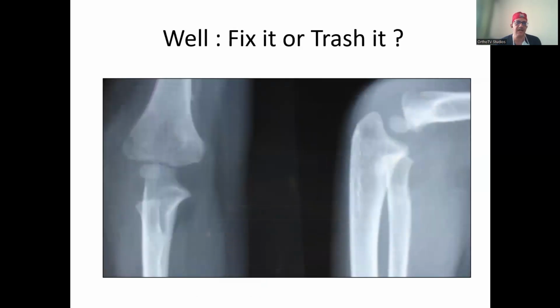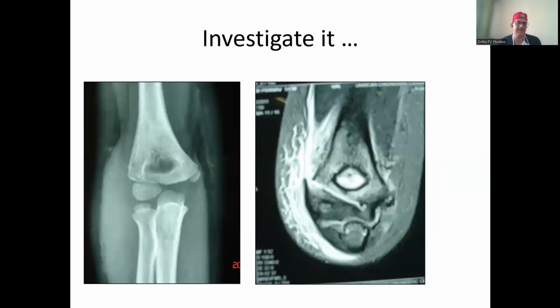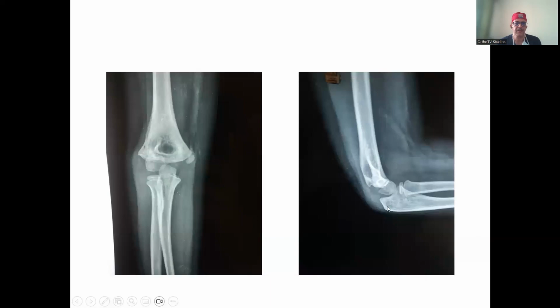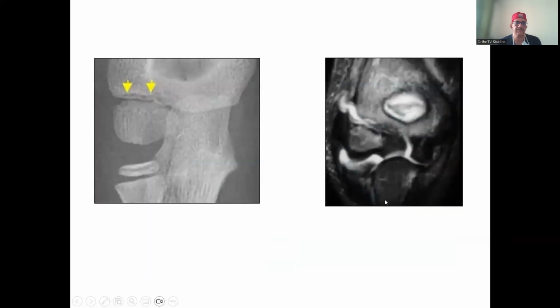So there's always this dilemma with a type 1 lateral condyle: should I fix it or should I trash it? How do you identify? You investigate. What are the investigations? An MRI. MRI shows you in this particular case that the cartilage hinge is intact and this is type A, which is stable and can be conserved and goes on to nice healing. But a similar looking X-ray on the metaphyseal side shows you on MRI that the cartilage hinge is broken.